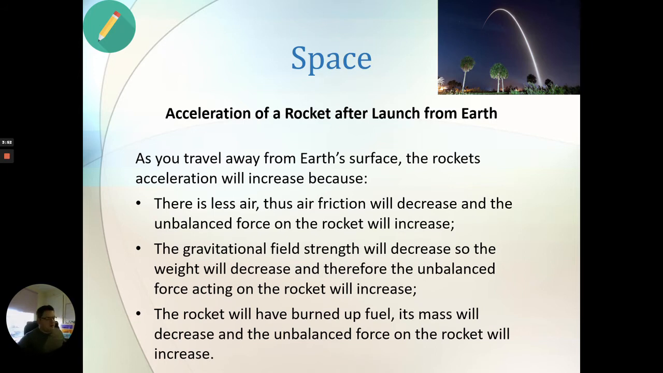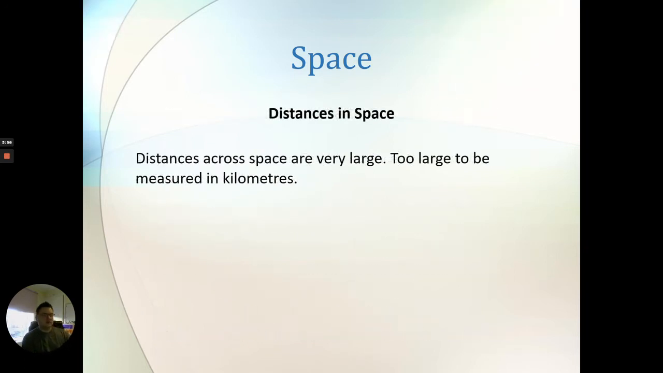Now, once we're in space, we have more of an issue because space is big. Very, very, very big. The smallest distance really worth thinking of is the distance from the Moon to the Earth. I'll give you a moment to think about that distance. The distance from the Moon to the Earth is 400,000 kilometres. That's enormous.